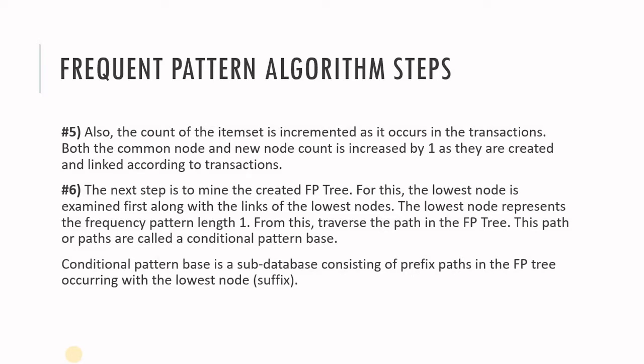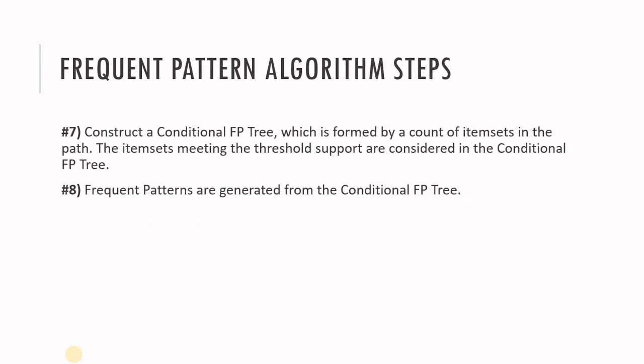So after the FP tree, the last step for mining the frequent patterns is called the conditional pattern base. Construct a conditional FP tree which is formed by a count of item sets in the path. So the item sets meeting the threshold support are considered in the conditional FP tree, and frequent patterns are generated from the conditional FP tree. So these are the steps. By using these steps, we can generate the frequent pattern set, and based on that we can generate the FP tree and conditional FP tree.